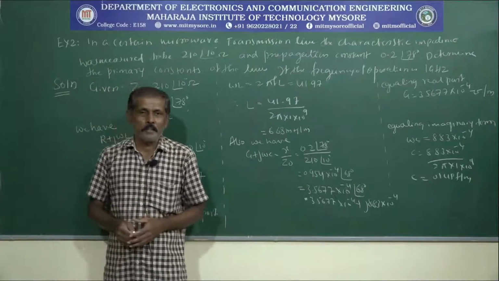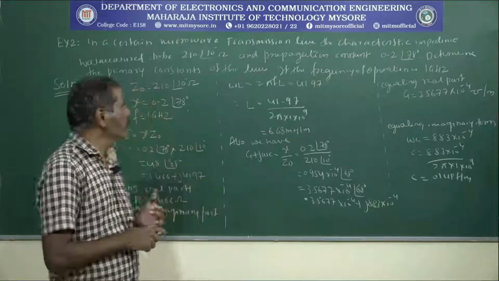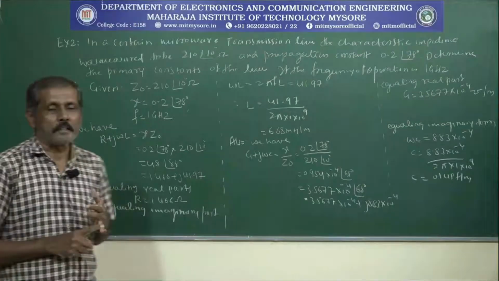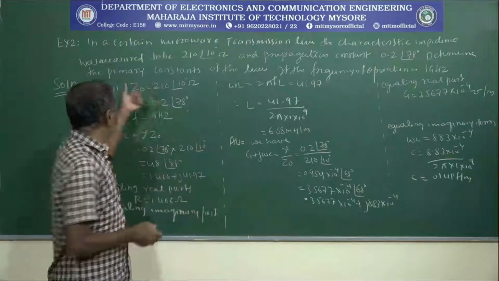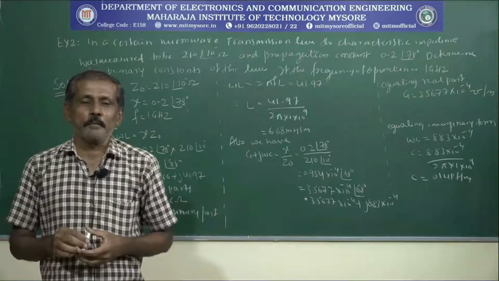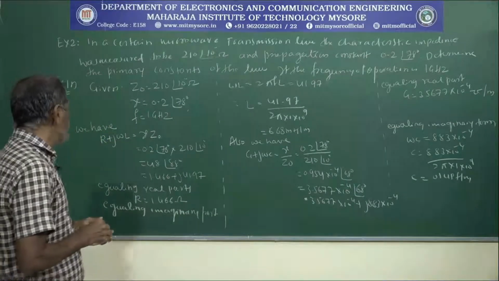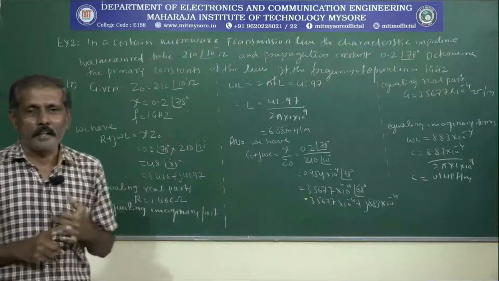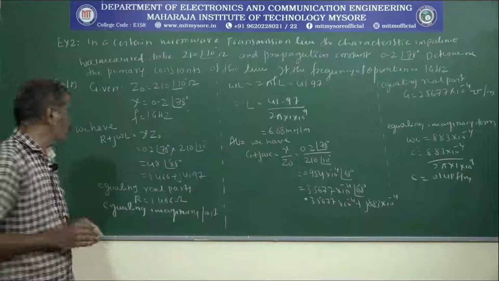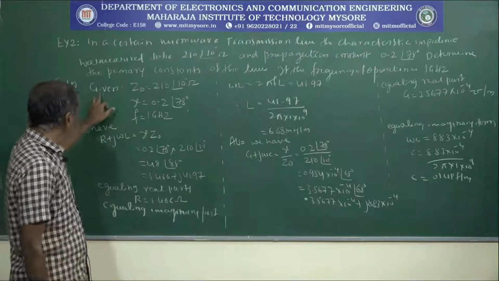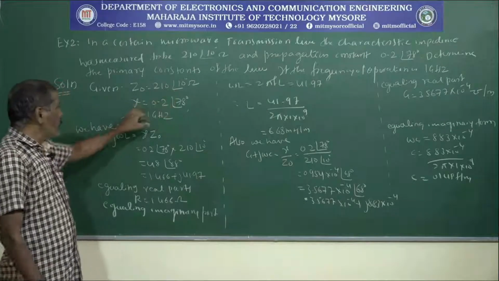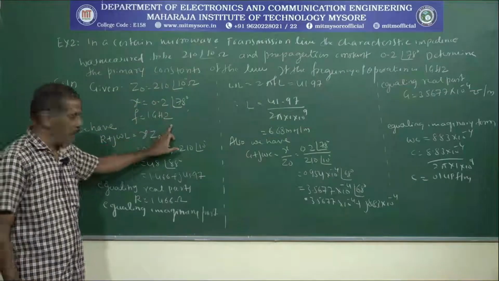What is given in the problem is the characteristic impedance, the propagation constant, and the operating frequency, and it is asked to determine the primary constants of the transmission line. The primary constants of the transmission line are nothing but your resistance, your inductance and your capacitance. So these three parameters you are supposed to calculate. That is the solution. Given values are Z0, gamma and f.